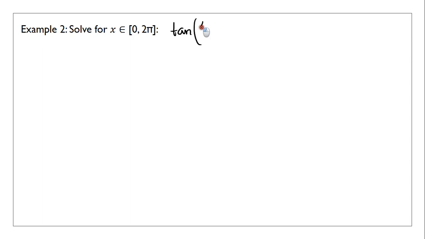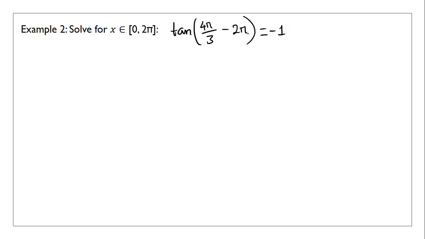maybe 4π/3 minus 2π. Oh, this is terrible. Okay, what should this equal to? What looks good? 1? Negative 1? Negative 1. Negative 1 it is. Okay, so tan of that equal to negative 1.